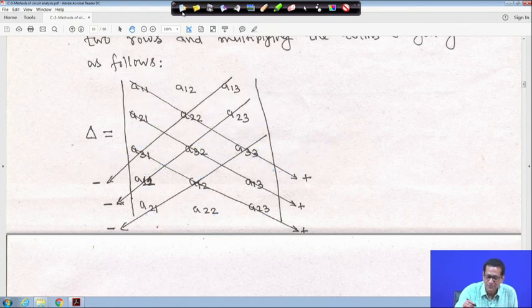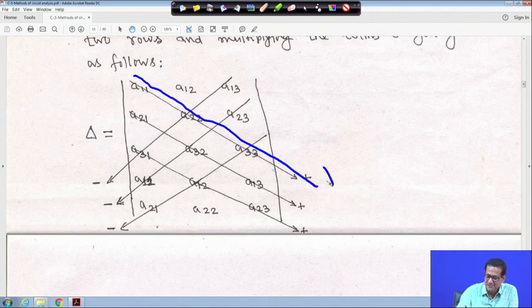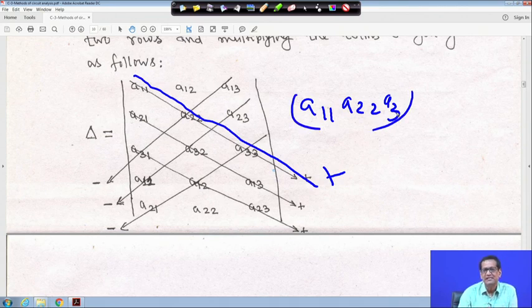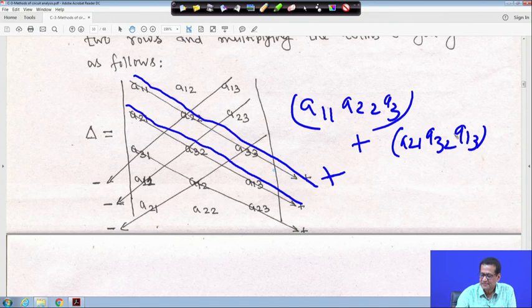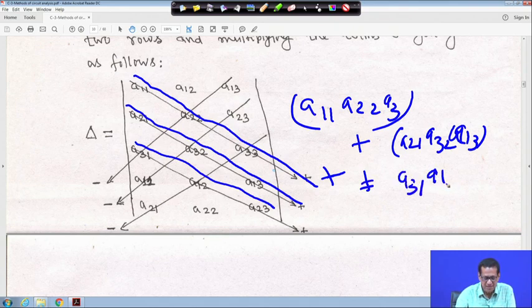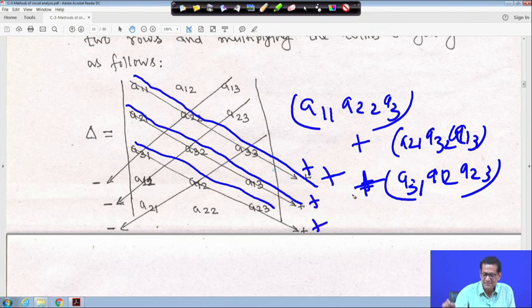Let me clean it. Then you go for the multiplication and algebraic sum. Algebraic sum means a11 a22 a33, this takes a plus sign. Whatever it comes, negative or positive, it doesn't matter, you have to take the plus sign. Then plus a21, a32, a13, then plus a31, a12, a23. These are all plus signs I have made, this side will be plus, and this side you take minus.